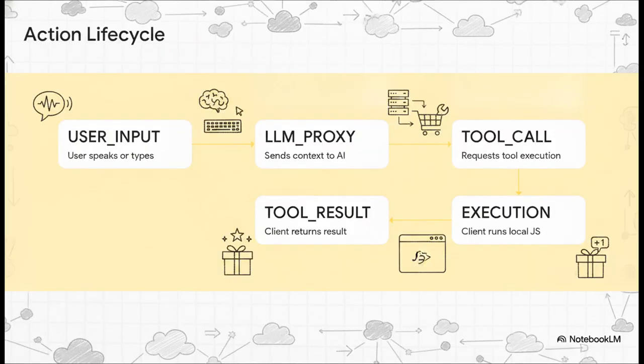Let's track a single user command like add to cart to see this in action. First, the user speaks or types. Second, the server sends that input along with the current shadow context to the LLM. Third, the AI decides it needs to trigger the add to cart tool and sends a tool call down to the client. Fourth, the front end executes your actual local JavaScript function. And finally, step 5, the result is sent back to the server so the AI can provide a conversational response.